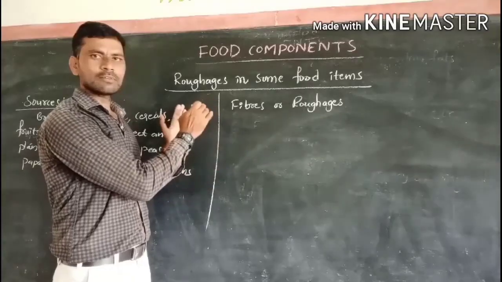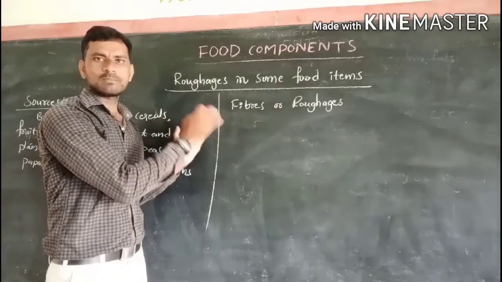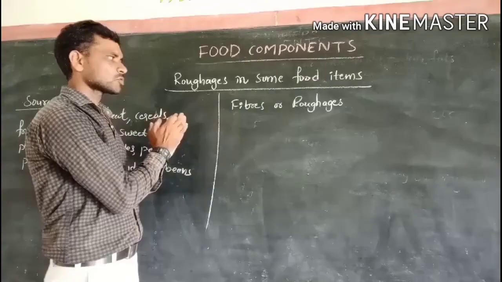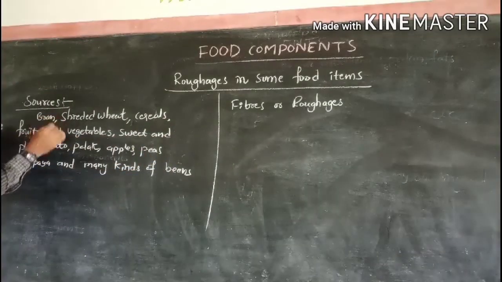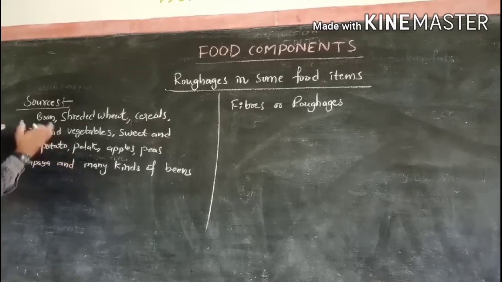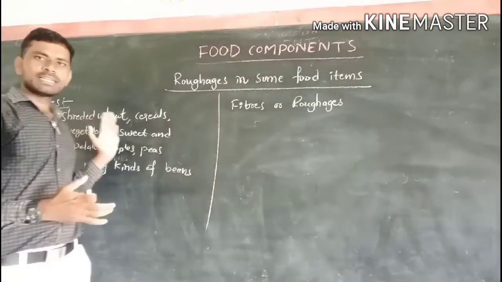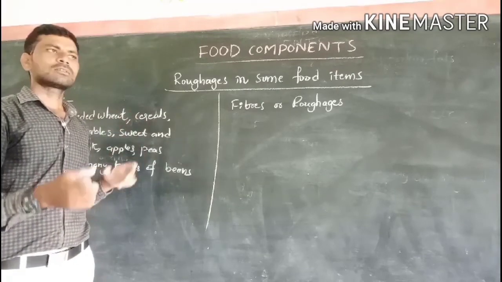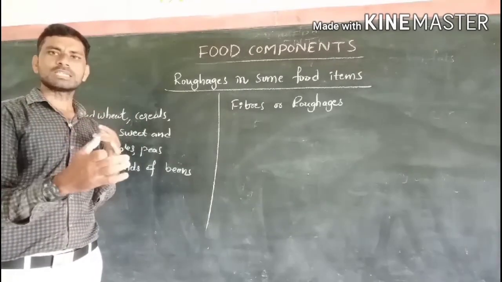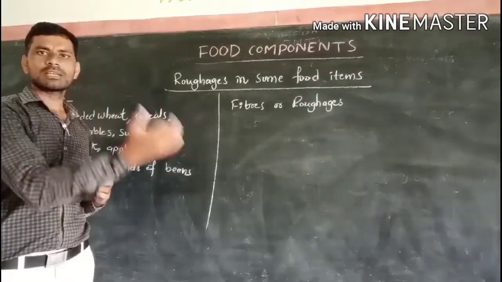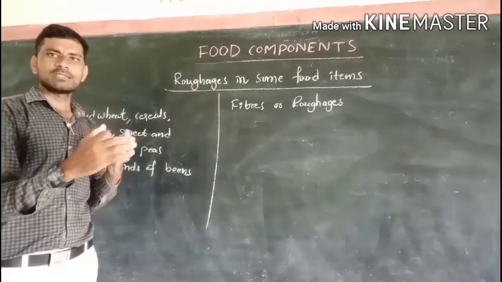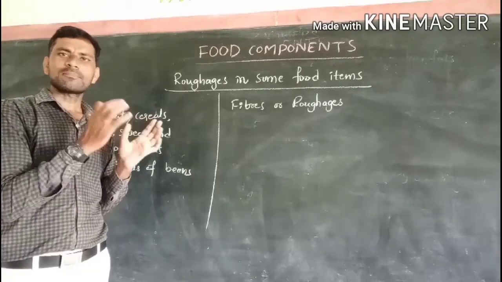What is the main function of roughages? How do they help us? Before that, the sources. There are different sources. Bran, the husk of the grain, contains a lot of fibers. But nowadays we are not eating this bran. We polish the grain after harvesting, and the rice appears white.